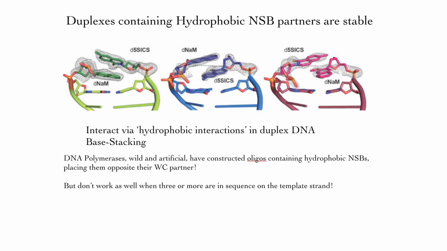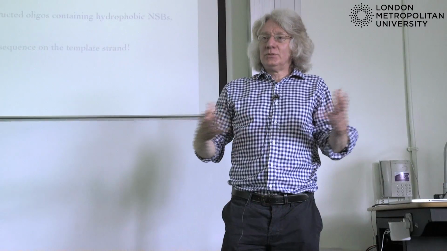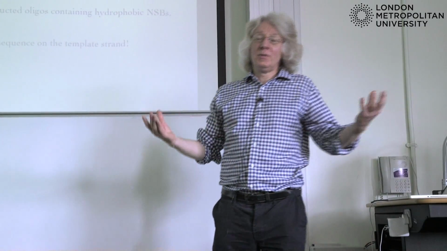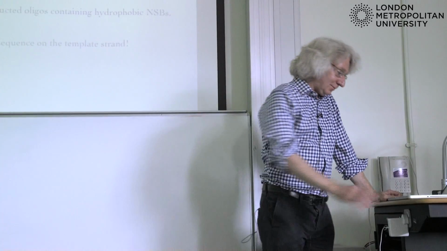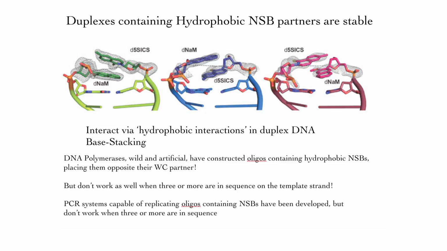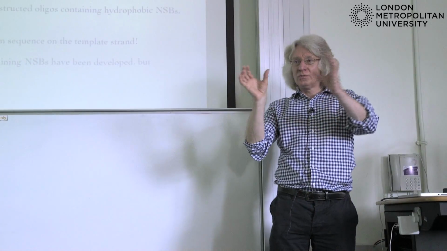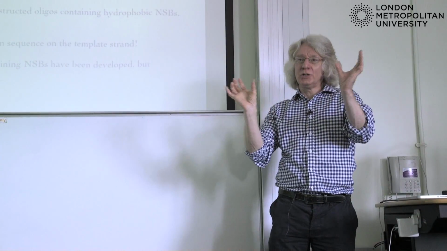They don't work quite as well, however, if you've got 3 or more in the strand, whereas in Stephen Benner's lab, those with iso-C, iso-G, or ZDP work equally well no matter how many you have. And he's also got PCR systems capable of replicating oligos containing these. But as I say, they don't work so well when 3 or more are in sequence. So you're limited to having just a few. They have to be well spaced by naturally occurring bases.